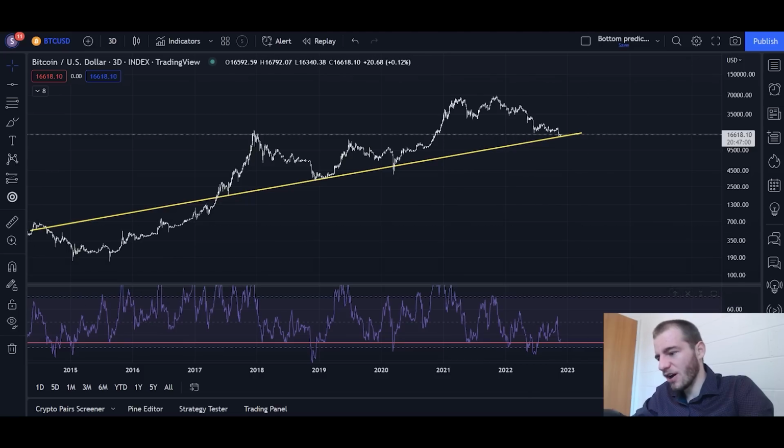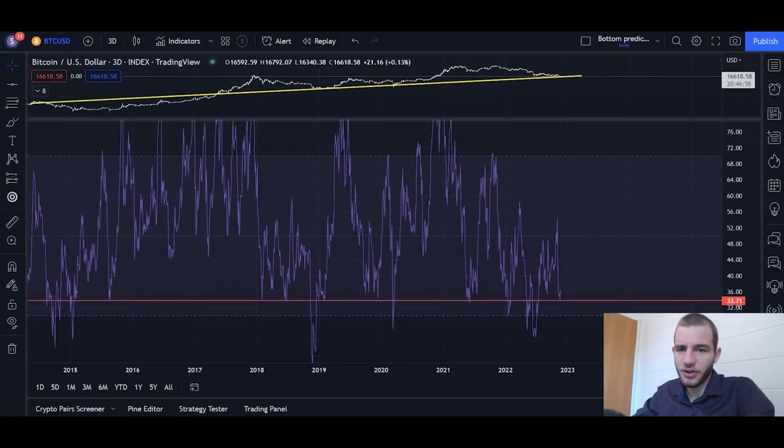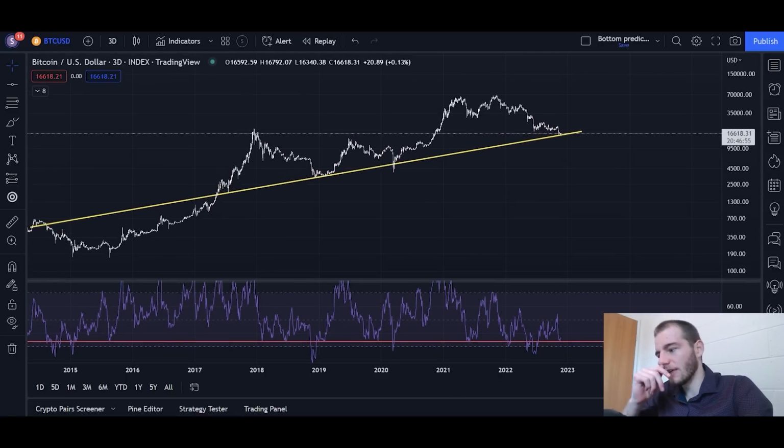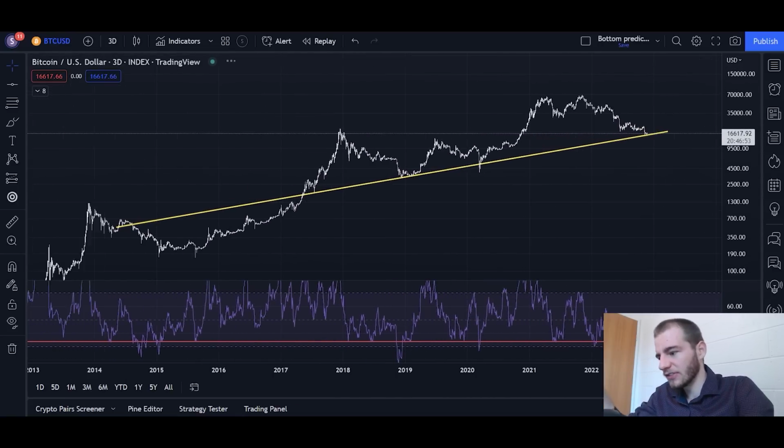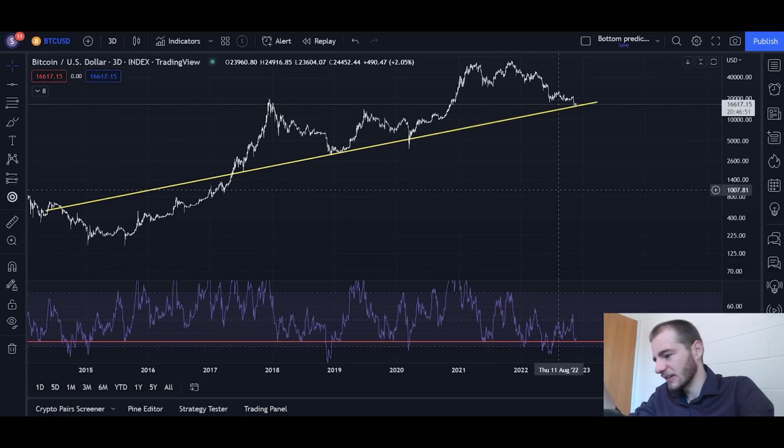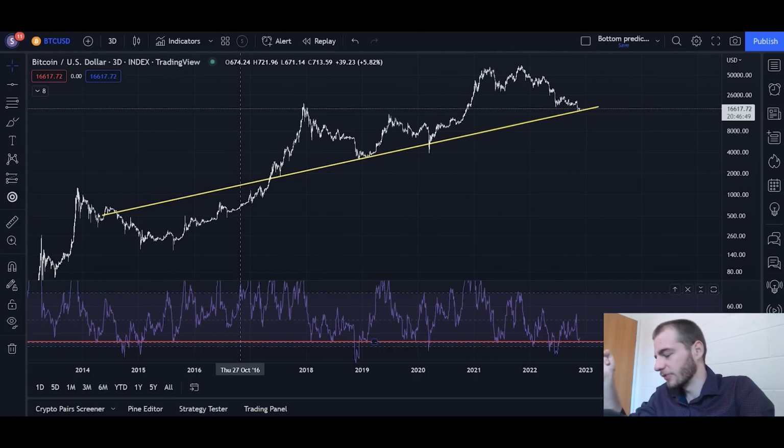Also looking at the 3-day RSI, we have a red line drawn in there at 33.71. That is a support level on the 3-day RSI. Every time we've lost that support level in history, and you can go back and check this for yourself, every time we've lost that RSI support level on the 3-day chart by a 3-day candle close, we've seen a significant drop, anywhere between 20% and 70% deep. And every time we've held it, we've seen a bounce.